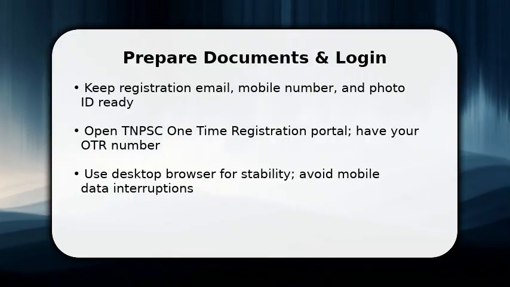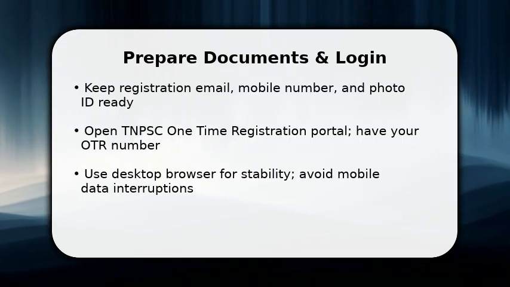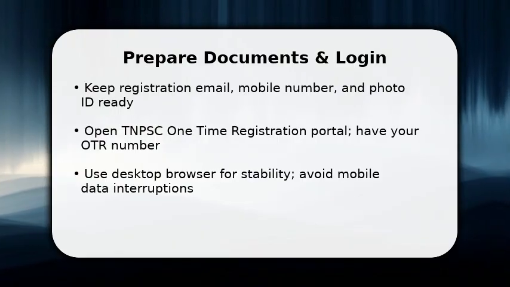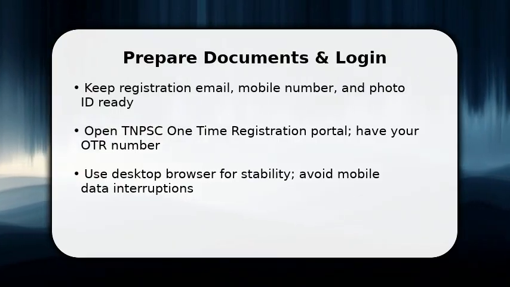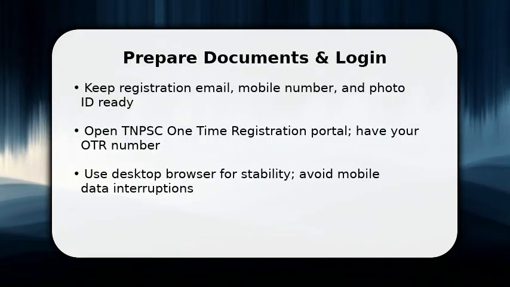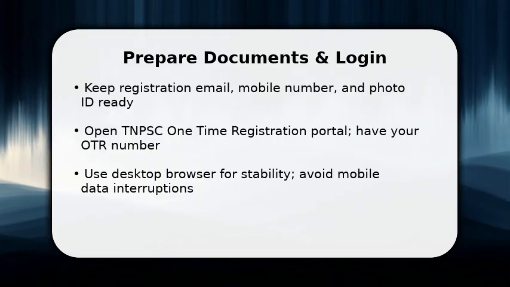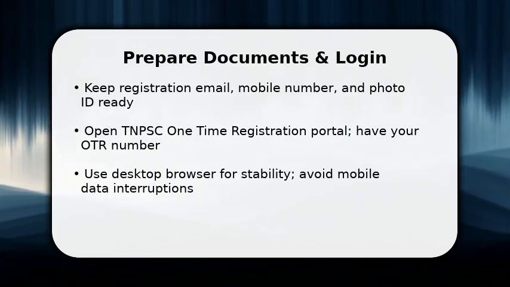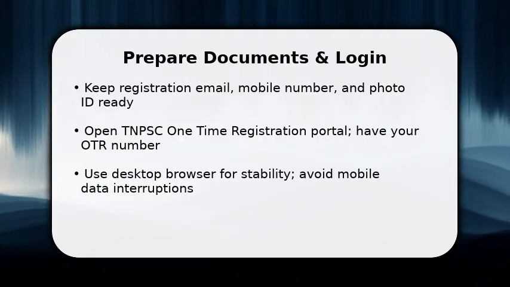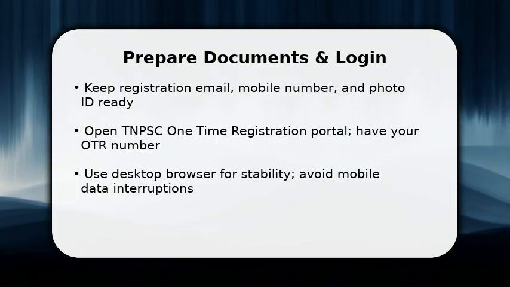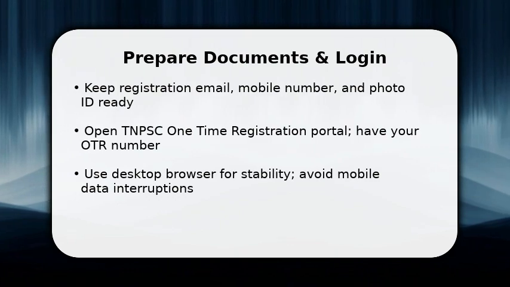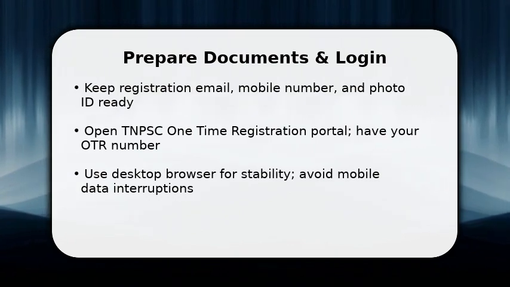You begin by gathering essentials: the email used for TNPSC registration, your mobile number, and the OTR ID or acknowledgement. Once done, log into the TNPSC one-time registration or candidate portal using those credentials so the system recognizes your profile. Make sure to choose a desktop browser for a stable session and disable VPNs that change location. This step verifies identity and surfaces your submitted applications. Doing it now saves repeated form filling later.